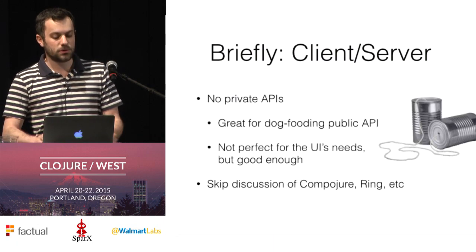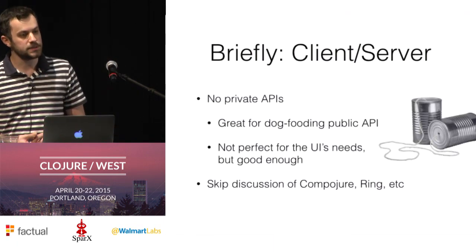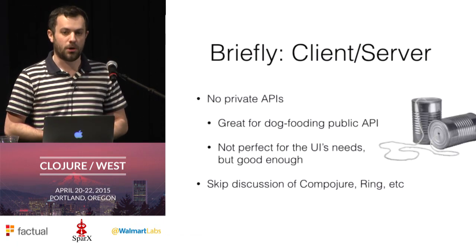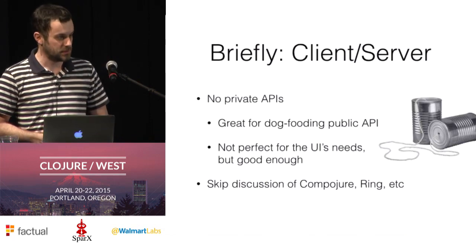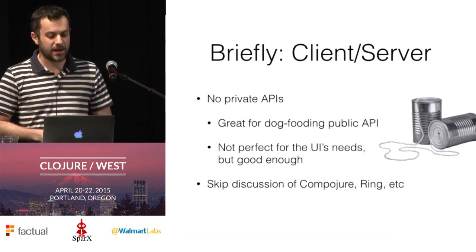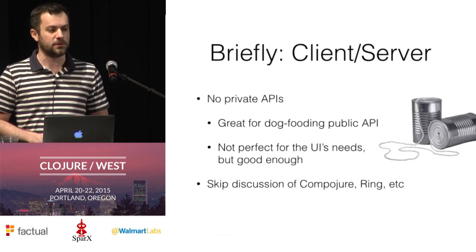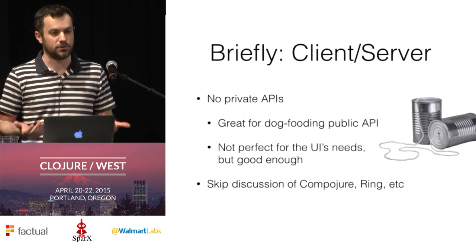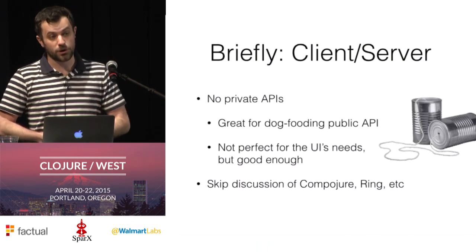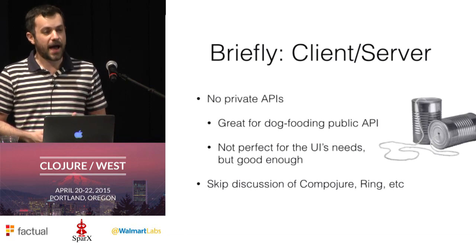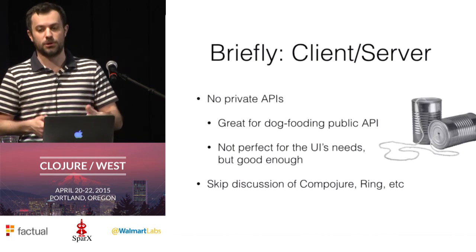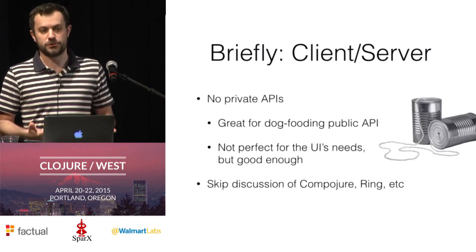Basically, at Circle, we don't have any private APIs. Our UI is built on all the same public APIs that you can use for interacting with our backend. This is really great for dog fooding your public APIs, but it's less than ideal for some of our user interface needs. Sometimes we need to do an extra request here or there. If you're going to make a public API as part of your product, then it pays to go this route to dog food your own APIs.